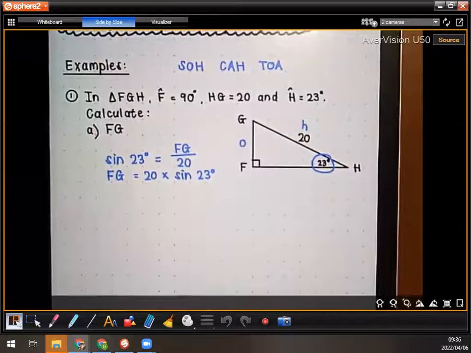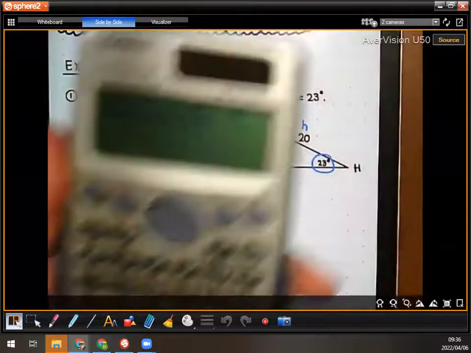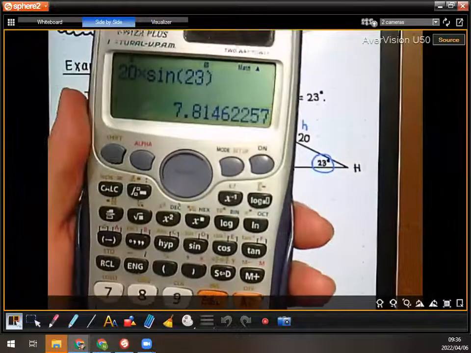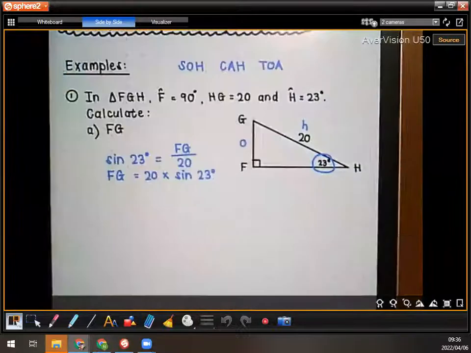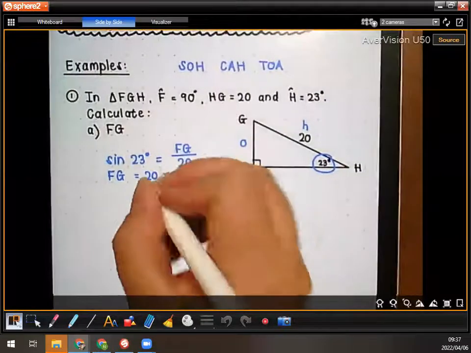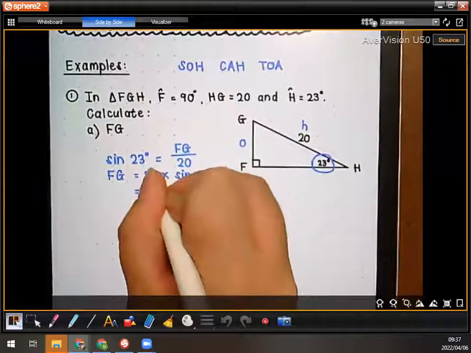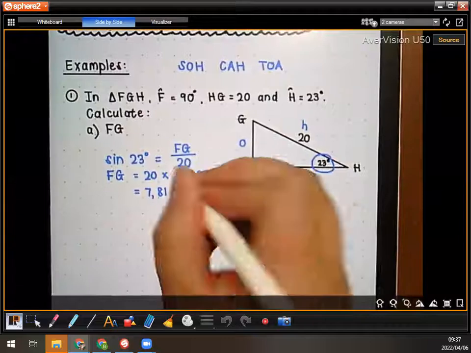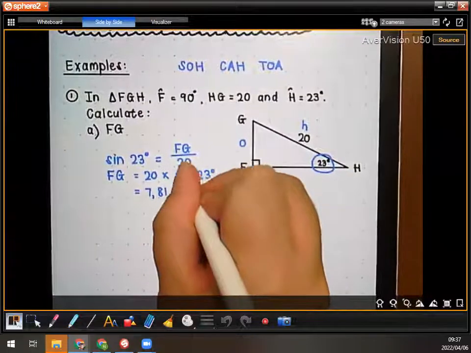And now you just use the calculator to work that out. So 20 times sine 23. And guys, again, you can actually just say 20 sine 23. You don't have to put that times there, but maybe it makes you feel more comfortable to put it there. Doesn't matter. And the answer is 7,81. And that's the length of FG. They didn't tell us what the unit is here, so let's just say units.